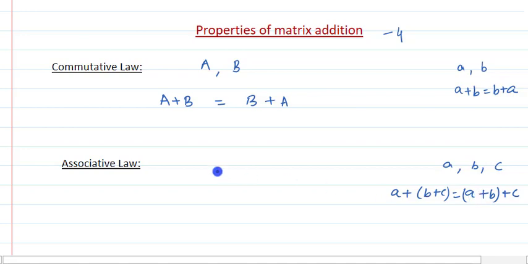And similarly the associative law holds for matrix addition. Means if we have three matrices A, B and C, then either by adding A and B first and then adding C to it, or by adding B and C first and then adding A to it, in both ways we are getting the same result for addition.